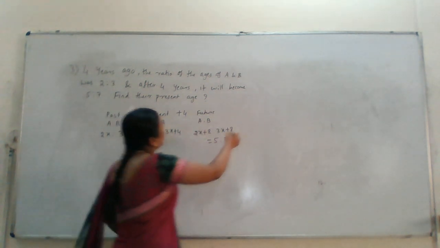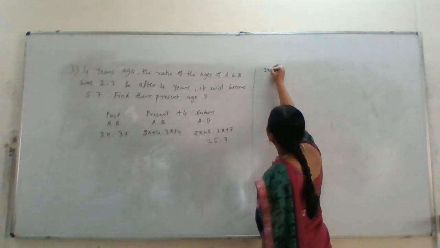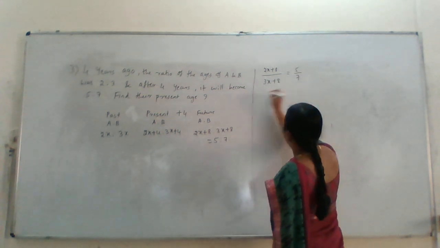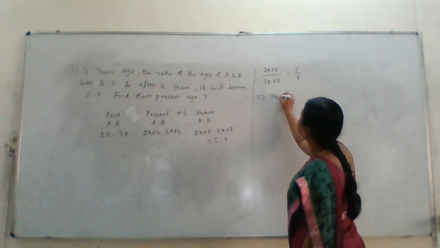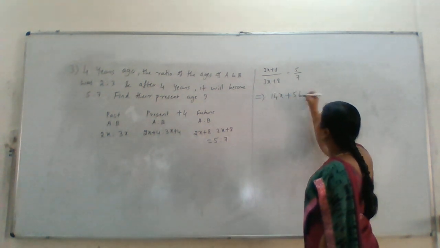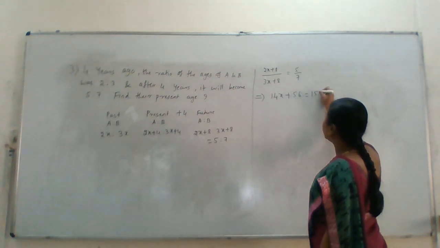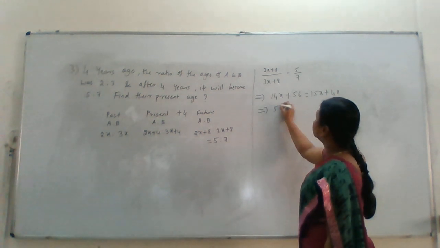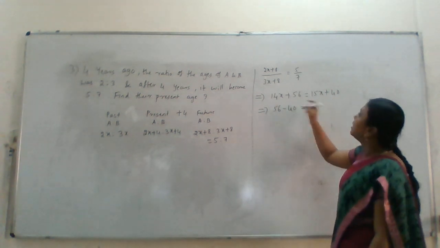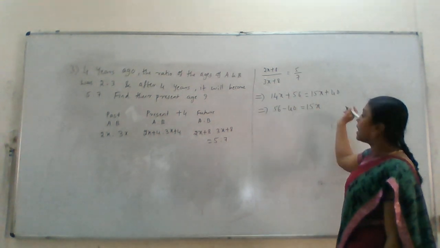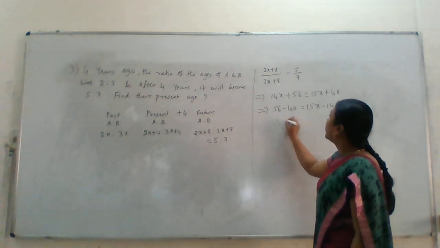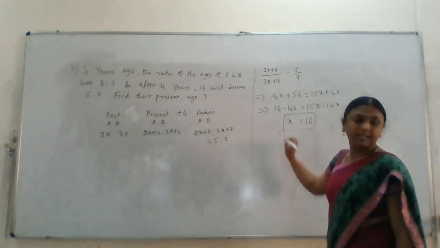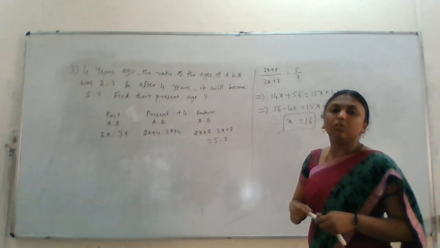So (2x plus 8) divided by (3x plus 8) is equal to 5 divided by 7. This implies 2 into 7, 14x, plus 8 into 7, 56, is equal to 5 into 3, 15x, plus 40. So 56 minus 40, take it to the LHS, and 15x as it is, take this to the other side. Therefore x is equal to 56 minus 40, that is 16. So now you got your x value.